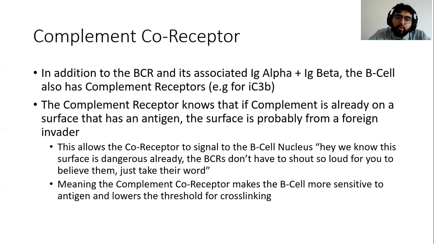So again, the complement co-receptor makes the B cell more sensitive to antigen and lowers the threshold for cross-linking, because again, the fact that iC3b can even deposit on the surface means that, hey, it's already something fishy. Because mind you, we discussed that our body has its own physiological mechanisms of making sure C3b doesn't deposit on our own cells, right?